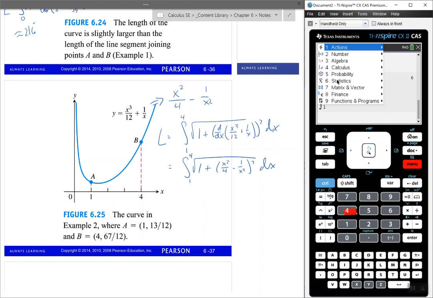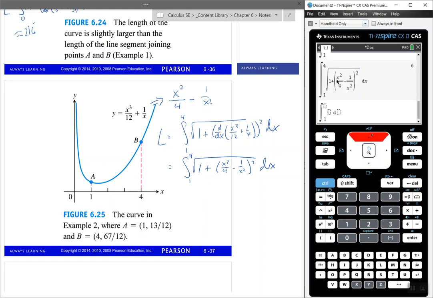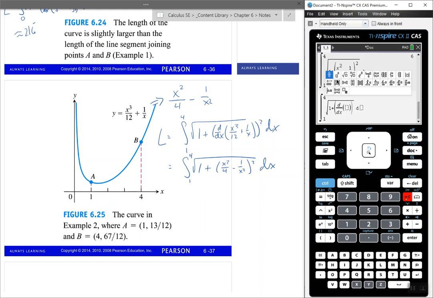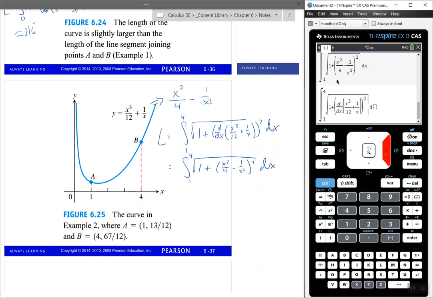So we're going to do this again. Menu, 4, 3, from 1 to 4 of the square root of 1 plus, the parentheses first, I got it this time, derivative with respect to x of x cubed over 12 plus 1 over x, quantity squared, dx.